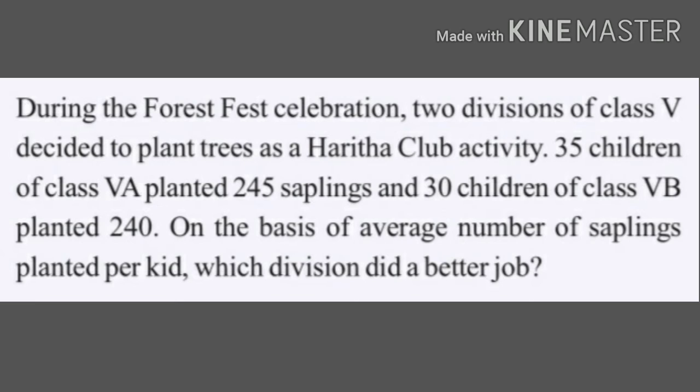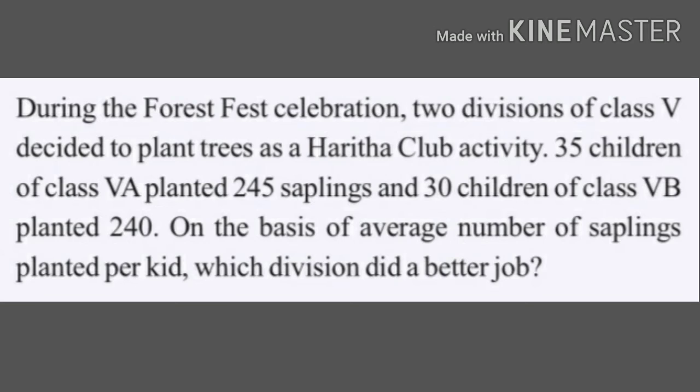Next question. During the Forest Fest celebration, two divisions of Class 5 decided to plant trees as a Haritha Club activity. 35 children of Class 5A planted 245 saplings and 30 children of Class 5B planted 240. On the basis of average number of saplings planted per kid, which division did a better job?